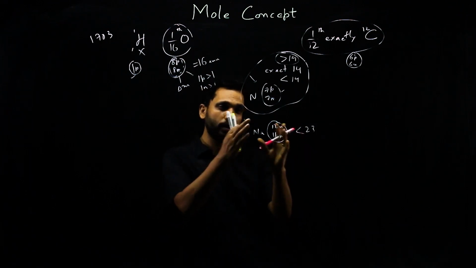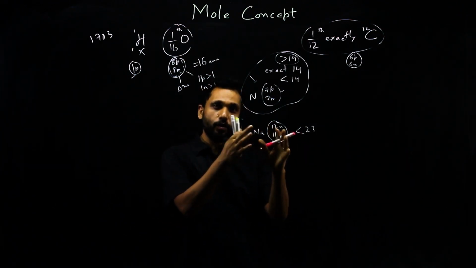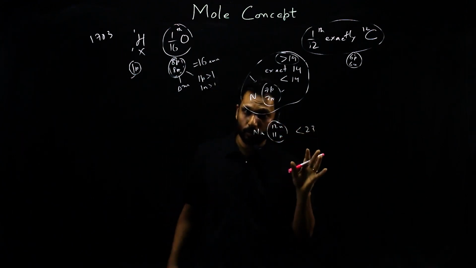Why? Because there are more things combined, more protons and neutrons combined. So if more combination is there, more loss of mass is there.